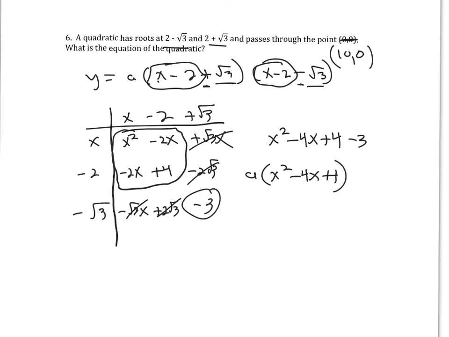So we can plug in any value of a, and what we'll end up with is a quadratic that will pass through these two roots of 2 minus root 3, 0 and 2 plus root 3, 0. So the things that would change would be that the vertex would change, but the roots would stay the same as we change a.